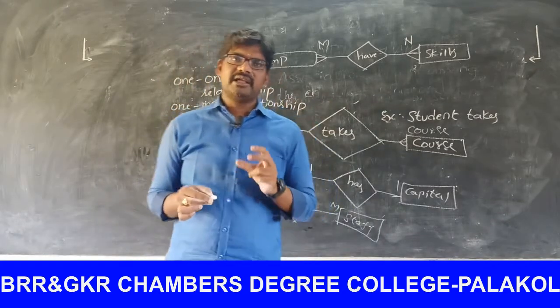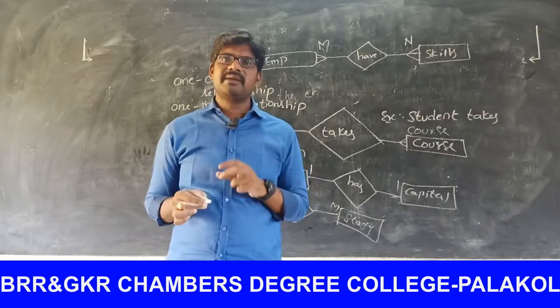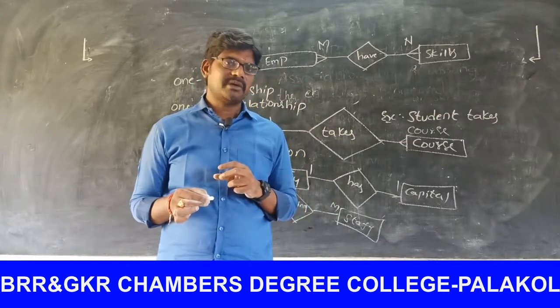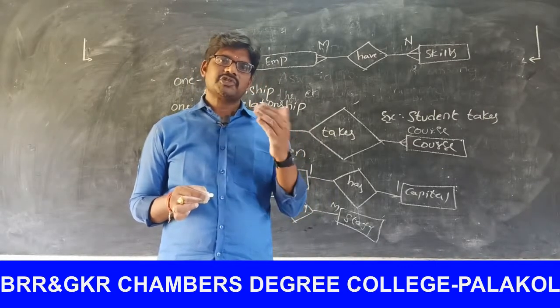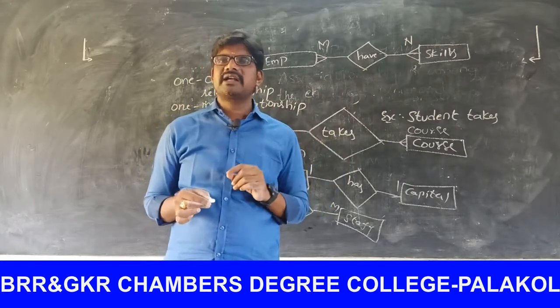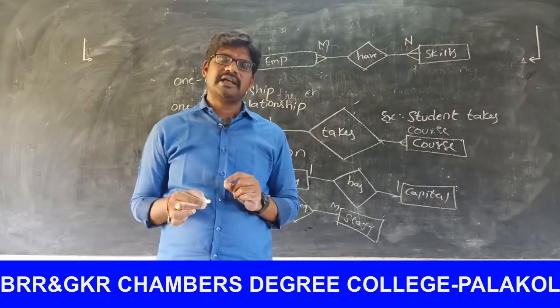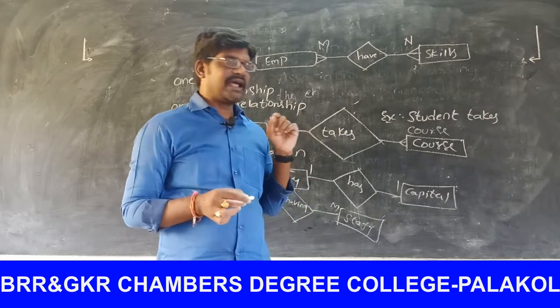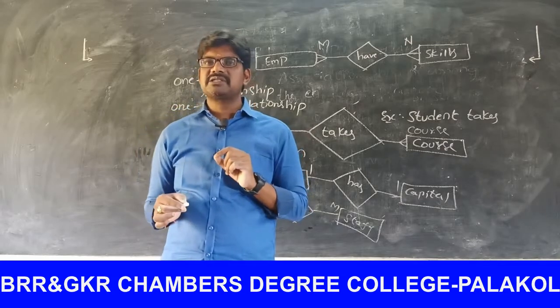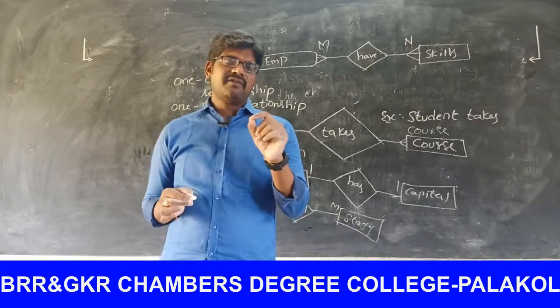Strong entity can be represented by the single rectangle. Weak entity can be represented by the symbol double rectangle. Okay. Strong entity that it does not depend on another entity, we call it as a strong entity. That it depends on another entity, we call it as weak entity. And next one, attribute. What is attribute? Means the properties or characteristics of an entity.